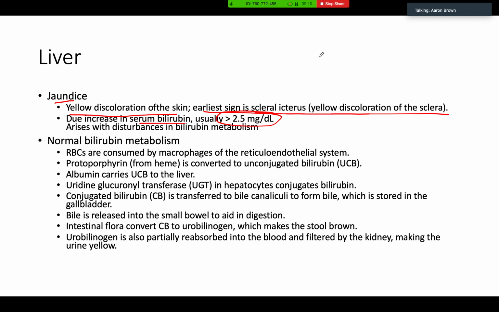Okay, and so the normal limit of bilirubin: whenever you ask your lab to run a test on bilirubin, what they give you is two numbers. They give you your total bilirubin, and then they give you your direct bilirubin. Your total bilirubin is the total amount of bilirubin in your body. It includes your unconjugated and conjugated bilirubin. Usually for total bilirubin, you want to see a number that's less than about 1.4. Actually, I think 1.2 is the upper limit, but let's just say 1.4 for now.